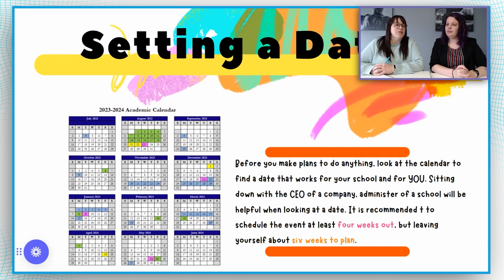And after doing some research, for us, it was about 4 weeks out that you want to make sure that you plan out. But really the more the merrier. 6 weeks is kind of what we did. It took a lot of planning. So give yourself as much time as you can.